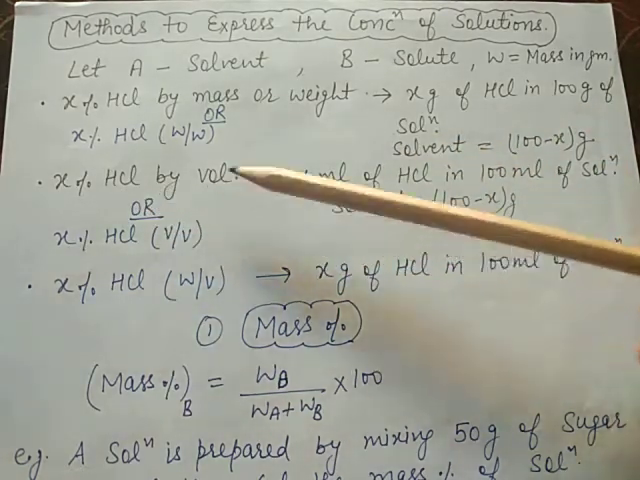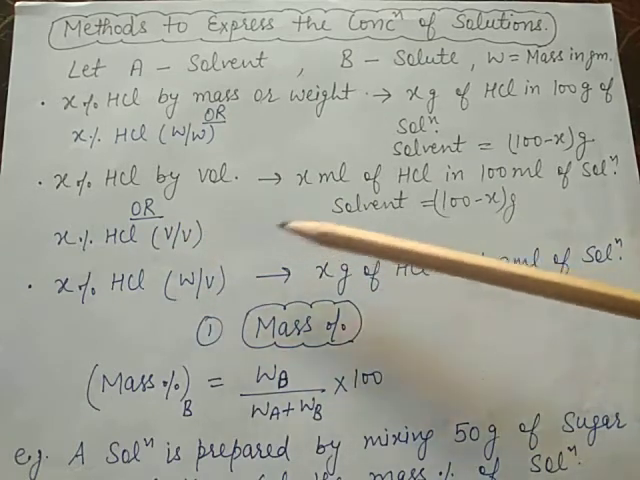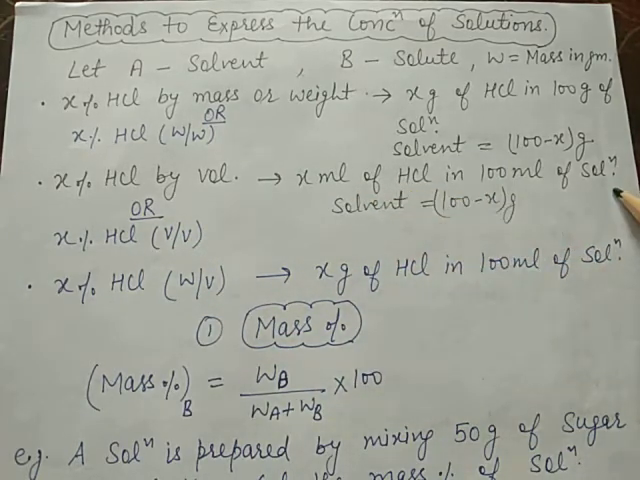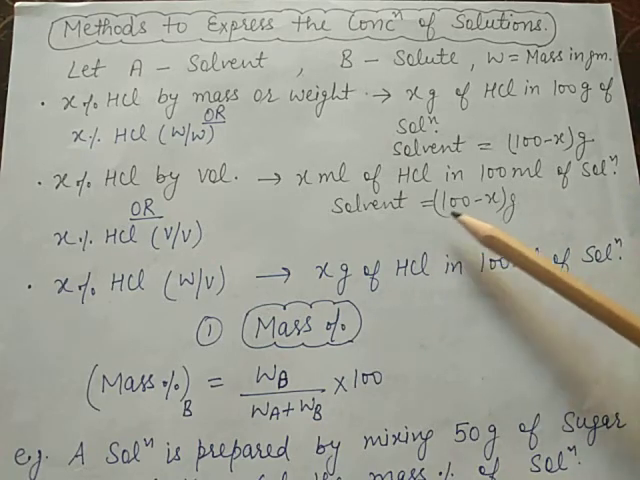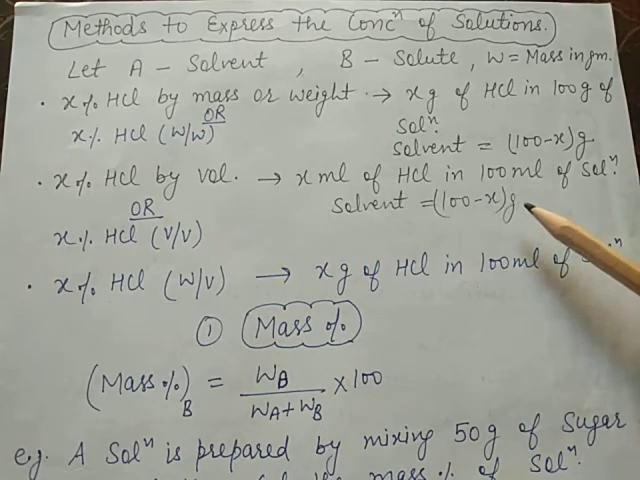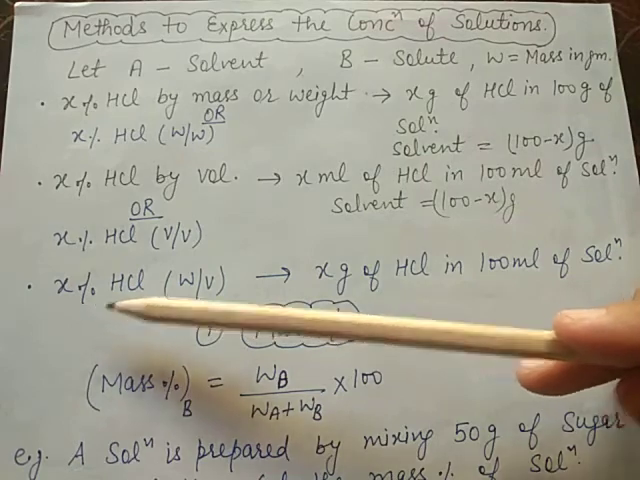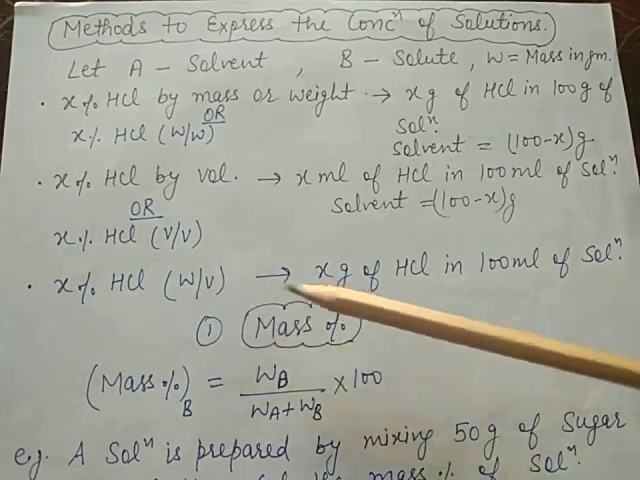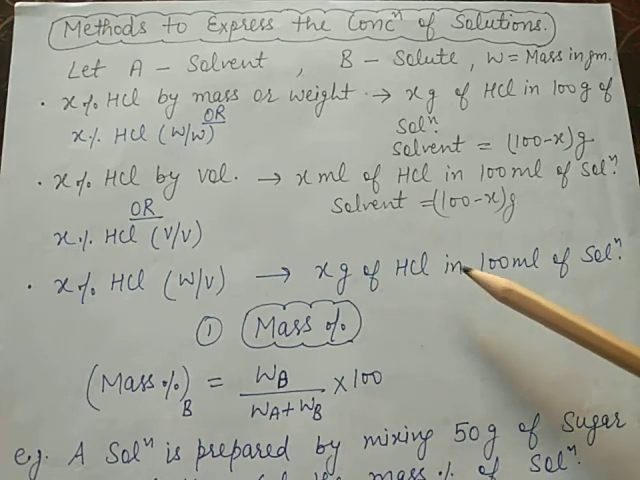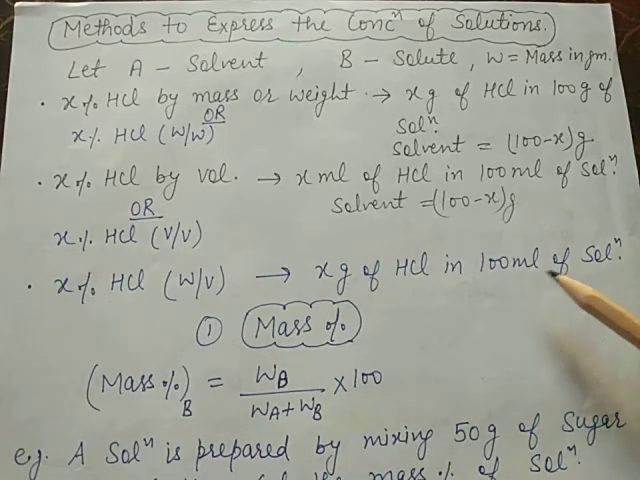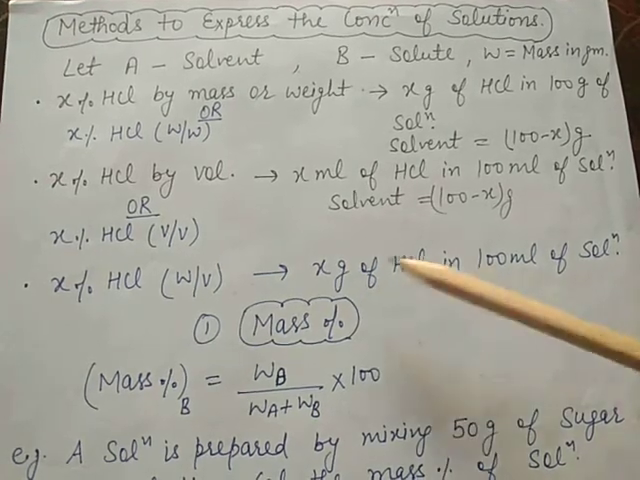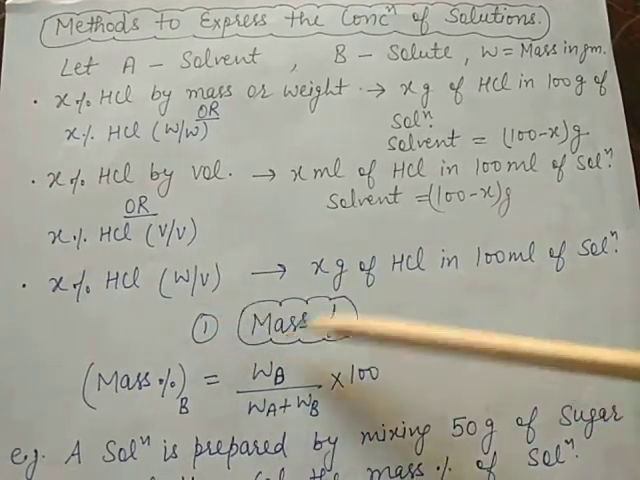X% HCl by volume means V by V. It means X ml of HCl in 100 ml of solution. The solvent is 100 minus X. X gram HCl W by V means mass by volume. Means X gram of HCl present in 100 ml of solution. Now we will discuss one by one.